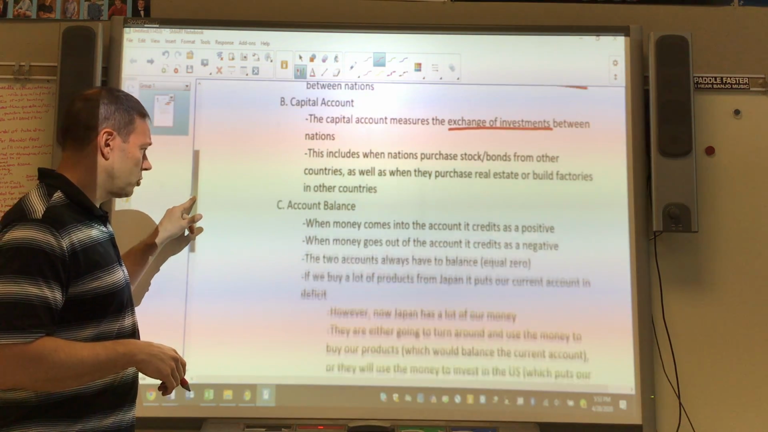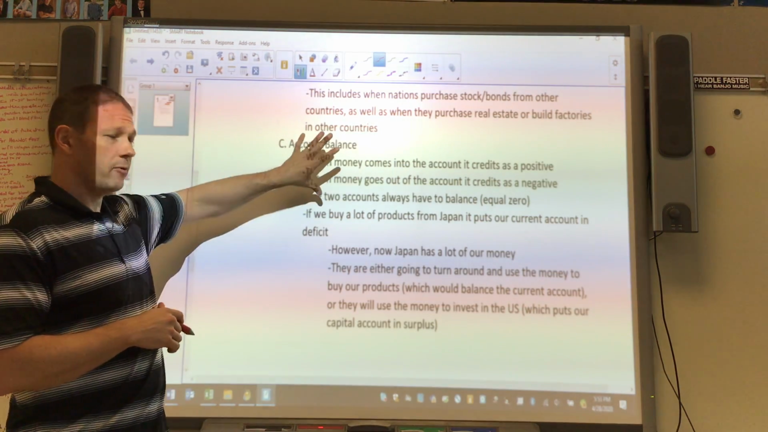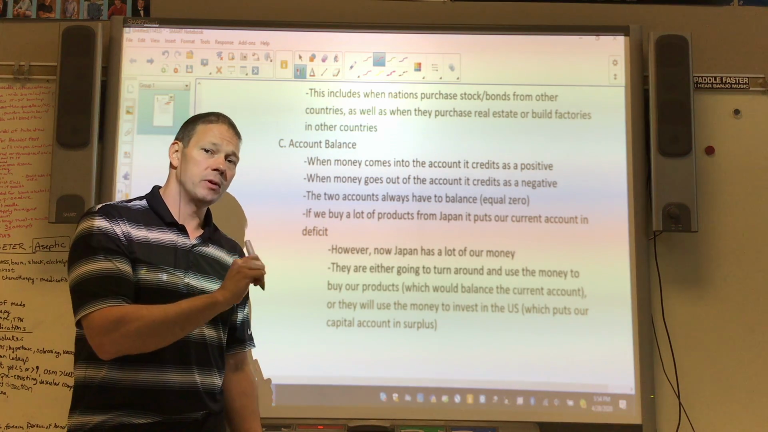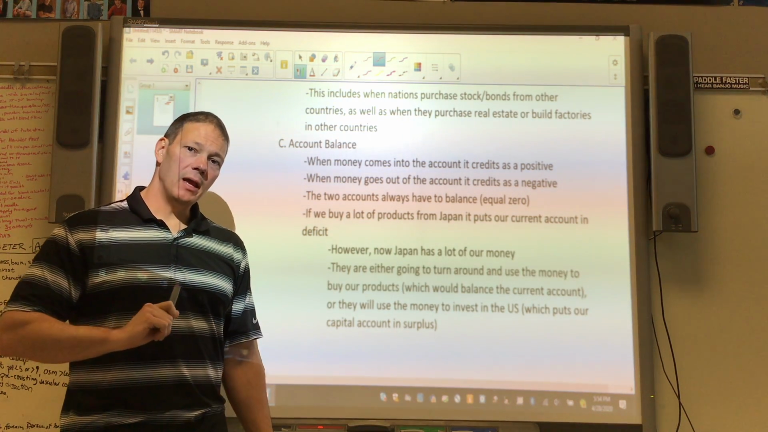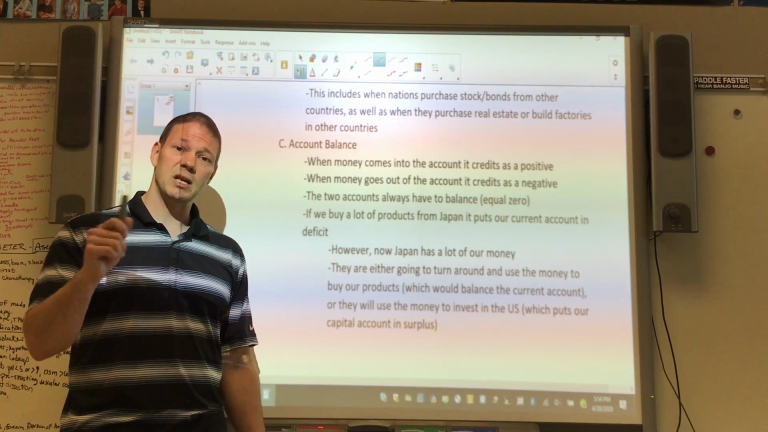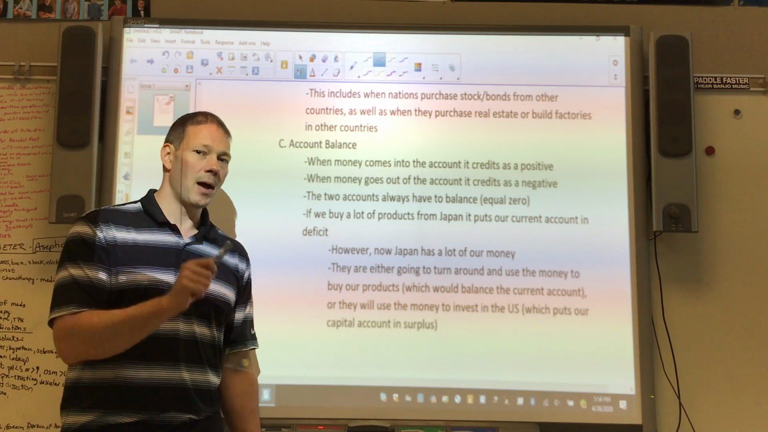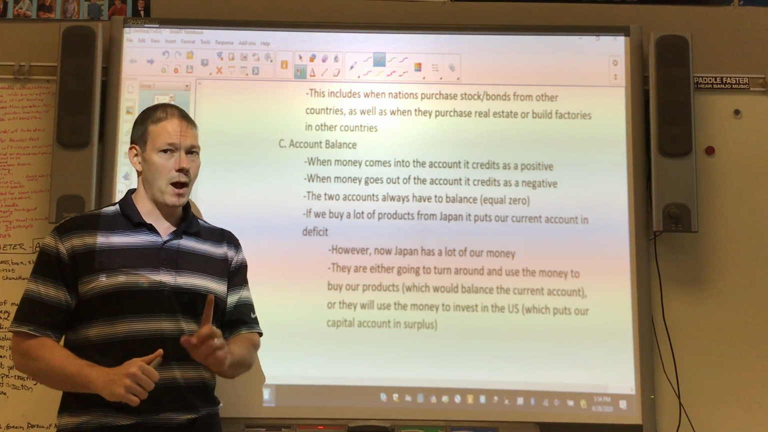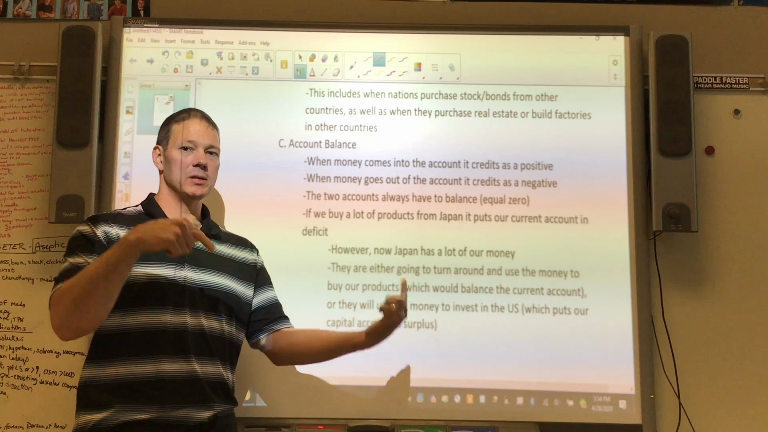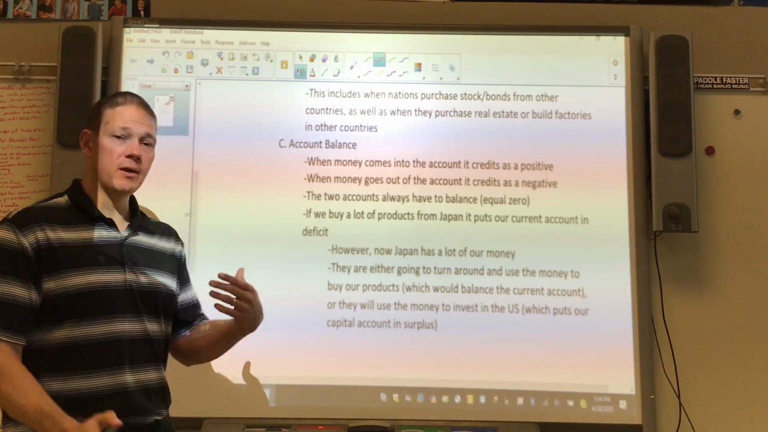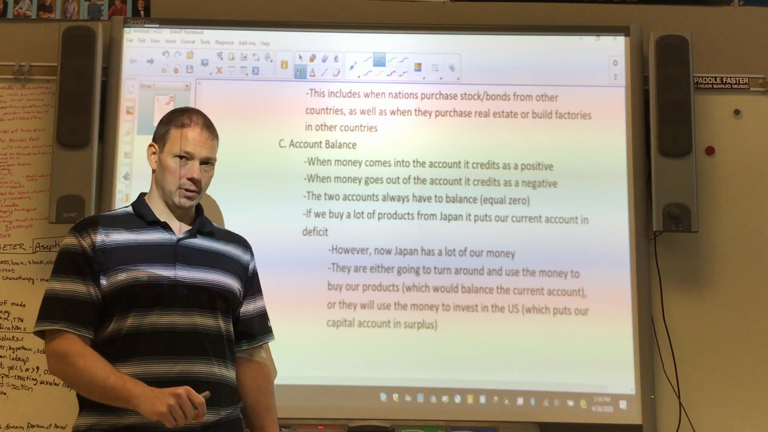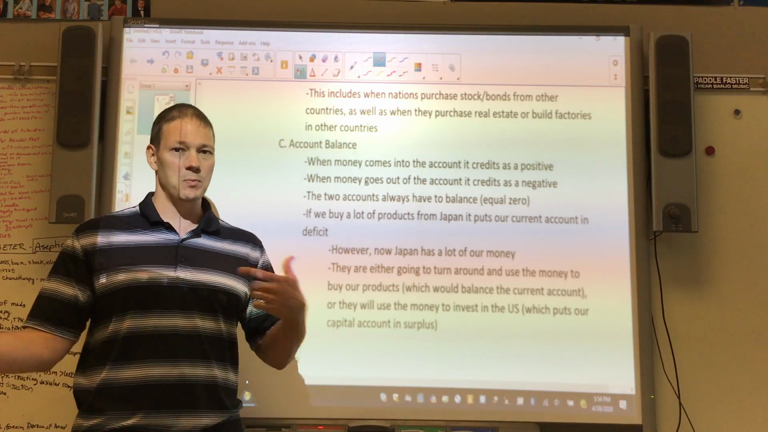Now, here's the trick with the account balance. First of all, know how we credit it. If money comes into the account, it goes down as a positive. So for example, if we sell a car to another nation, okay, and the other nation sends us money, that goes down as a positive in our current account. Why the current account? Because it was the exchange of a good or a service. Okay, and it's a positive because they bought it from us and the money comes in. Okay, if other countries buy our stocks and bonds, that goes as a positive in the capital account. Again, why the capital account? Because it's investment. Why positive?